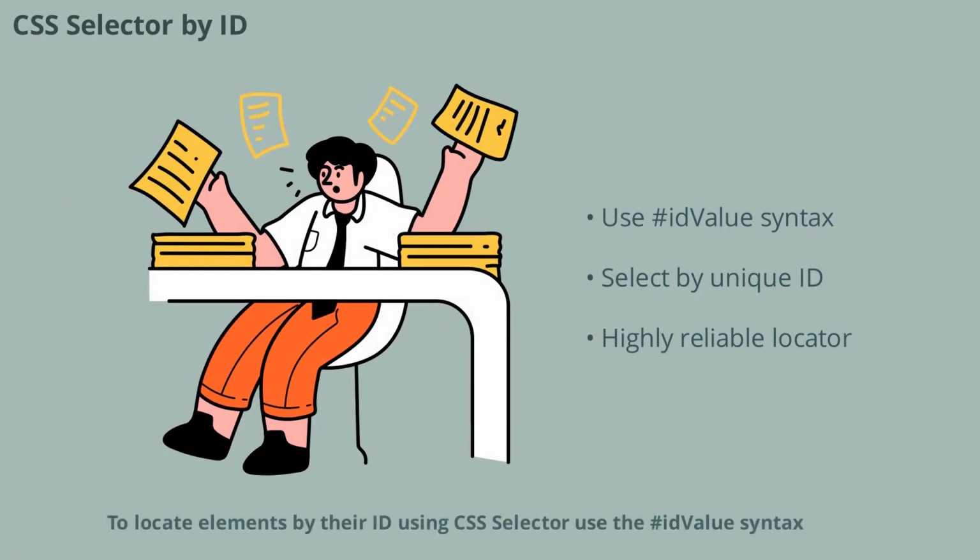To locate elements by their ID using CSS selector, use the #idValue syntax. For example, #u0n selects the element with the ID u0n. Since IDs are unique within a page, this method is highly reliable for pinpointing specific elements quickly and accurately.